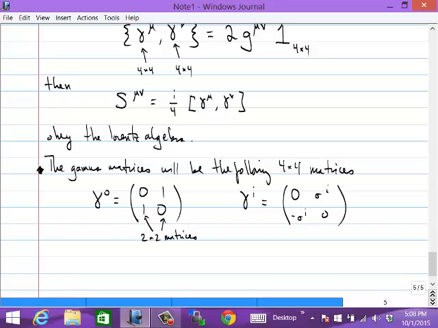So that, for example, the generator of boosts is going to be S 0I, so that's minus I over 2 times the commutator. So that's I over 4 times the commutator of gamma 0 with gamma I. Even I can work out the commutator of 2 by 2 matrices, especially when one of them is just the identity matrix. It's going to be sigma I, minus sigma I. Okay.